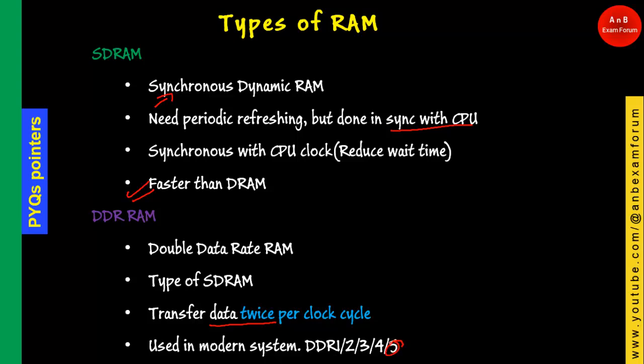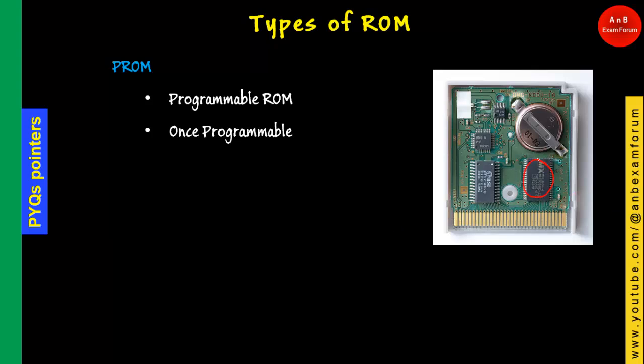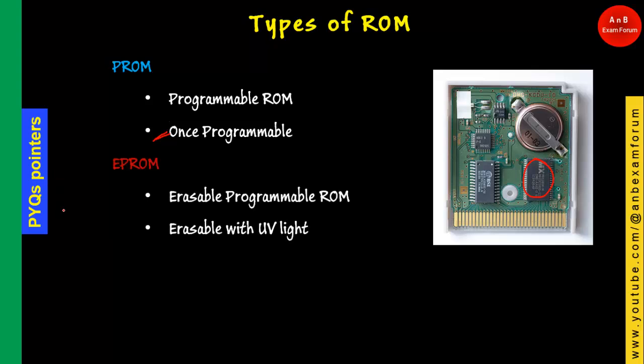Let's see, the next is ROM. As you can see in the figure, this chip is basically a ROM, that is read only memory, and as the word suggests, PROM means programmable ROM. Once it is programmed, it cannot be written again. Whereas if you have EPROM, that is erasable programmable ROM, it can be used for programming, but it can be erased with the help of UV light.